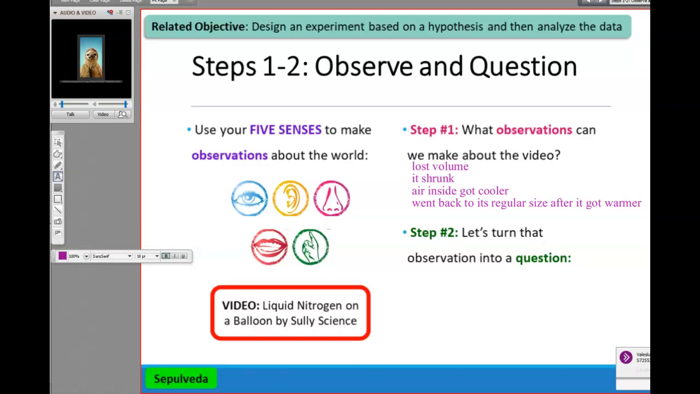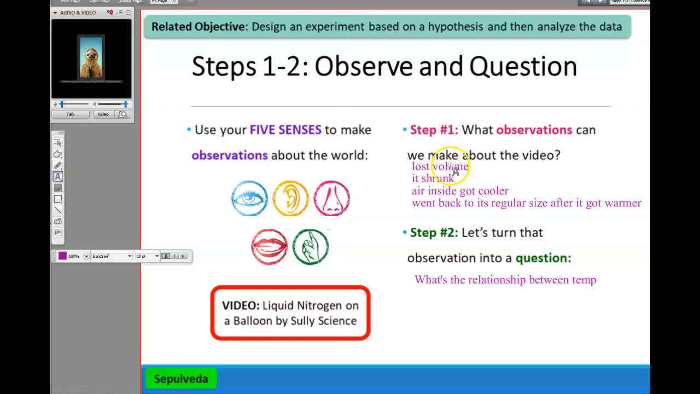So we can say, what's the relationship, and we're going to get real fancy here, relationship between temperature, temp, and volume. Okay, that's a decent question, right? Because that's exactly what we observed here in the video. We know that there has to be a relationship, because when that cold liquid nitrogen fell onto that balloon, the balloon shrunk, and after that liquid nitrogen went away and the balloon started warming up again, it started expanding again. So obviously there's something with that temperature and volume.